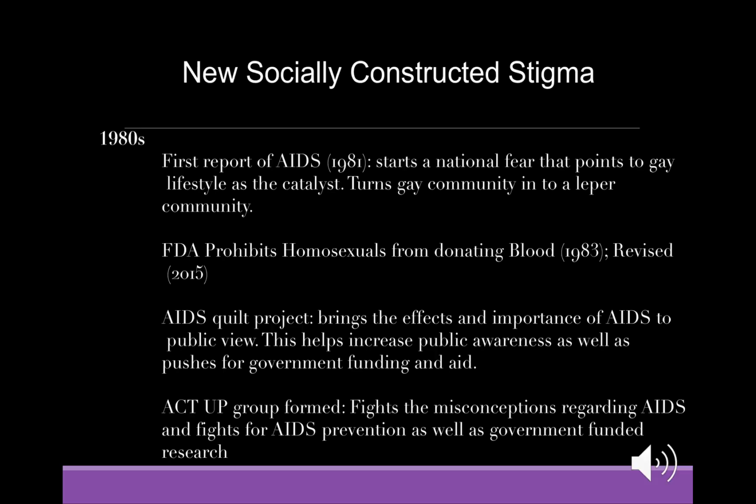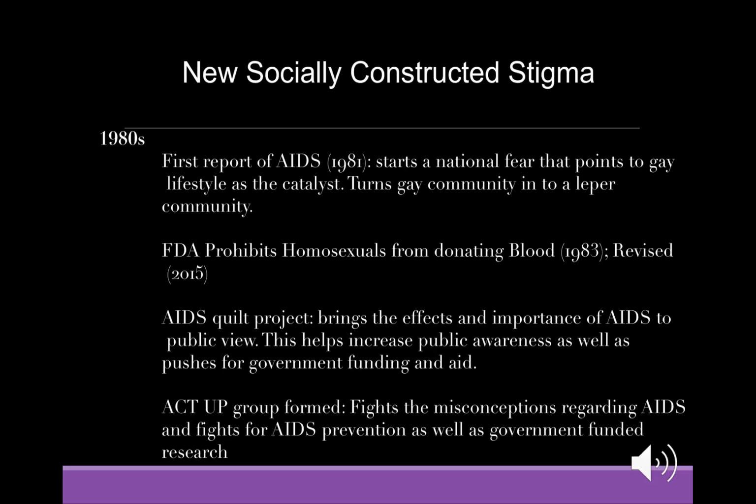Now, in the 1980s, you also had a new socially constructed stigma with homosexuals. As the 1970s brought on advancement in gay rights, in the 1980s you have the first report of AIDS in 1981. Now, it started a national fear that points to gay lifestyle as a catalyst. It turns the gay community into a leper community. Why was this so?